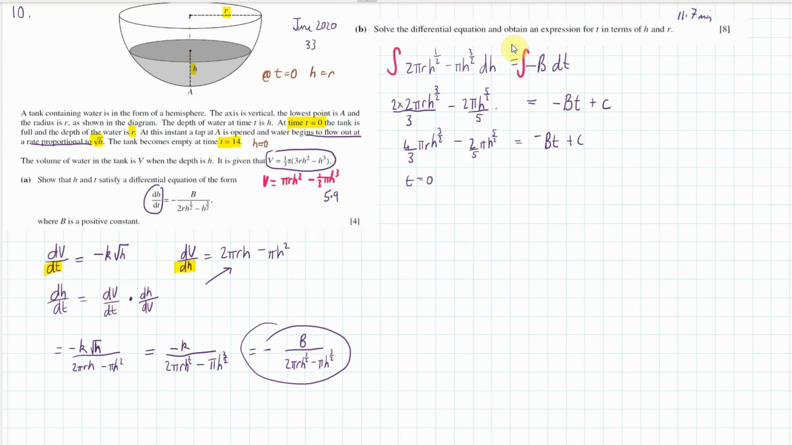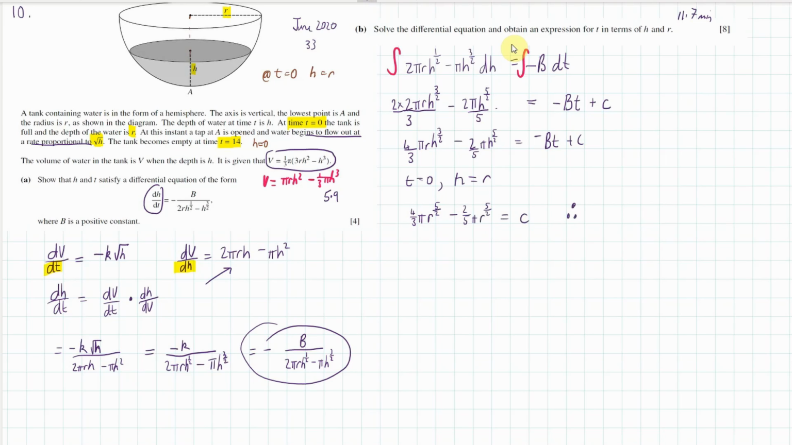T equals 0, h equals r. Now, at time equals 0, then we'll get this 4/3 pi. Now, h equals r, so we'll end up with 4/3 pi r to the power of 5 over 2, just using my index laws there, minus 2/5 pi r to the 5 over 2 again, equals now minus b times t. Now t is 0, so that becomes 0, and this will be c. Now over here we can go therefore.